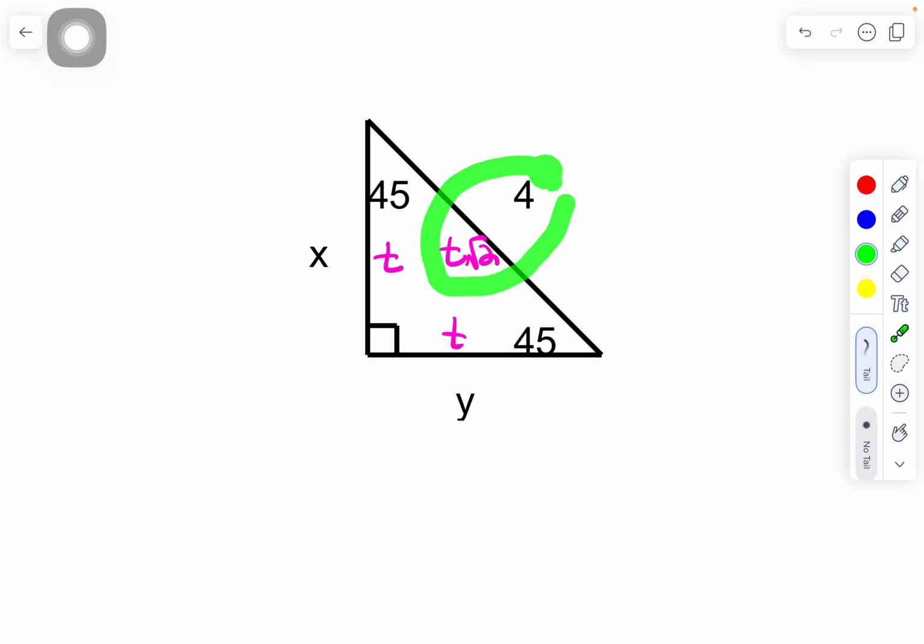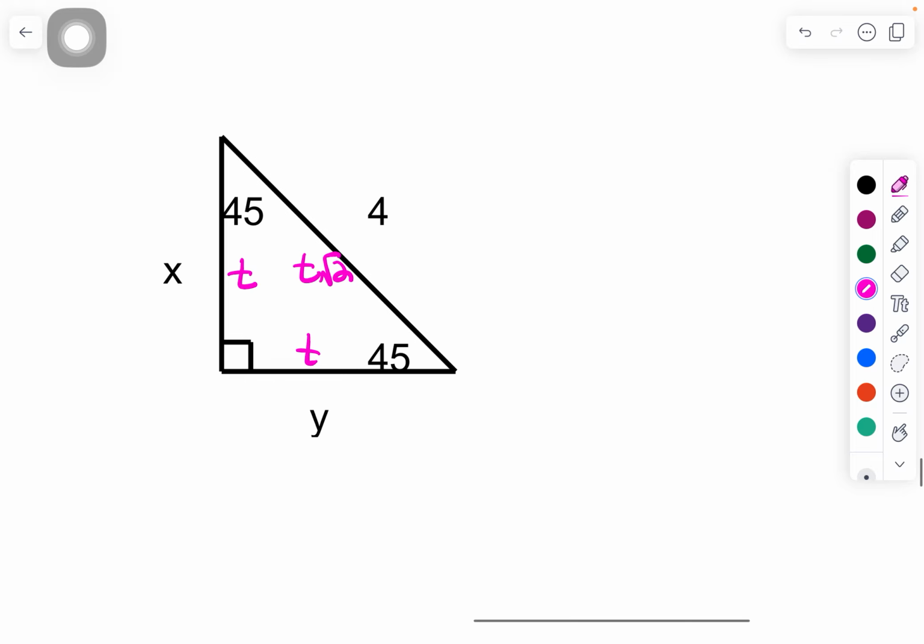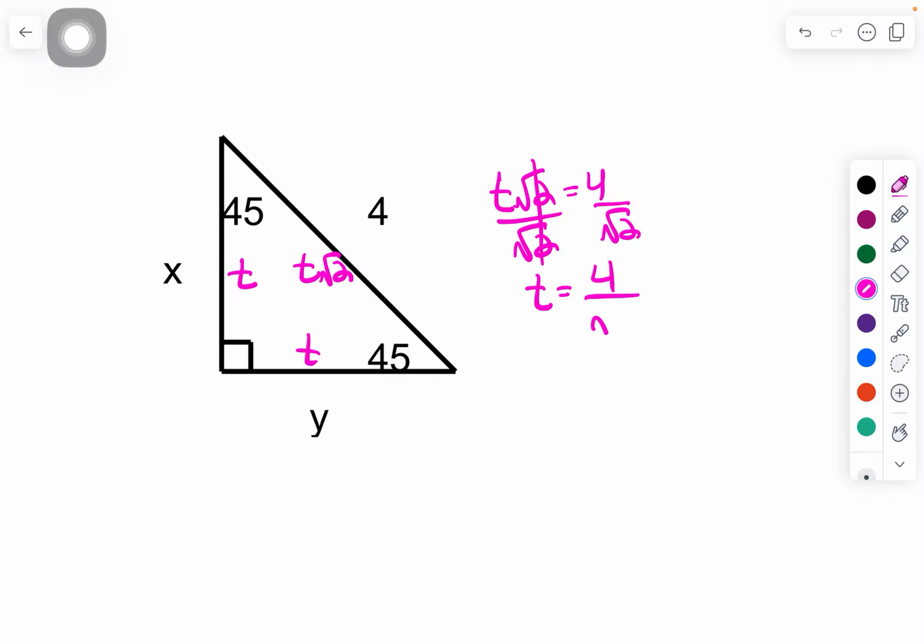Now, this is not a typo. This is exactly what this is. So I'm going to start with what I know. I know that t times root 2 is supposed to equal 4. Well, let's figure out what t is. Divide both sides by root 2. So that gets me t is equal to 4 over root 2. I don't like the fact that there is a radical in the denominator. So I'm going to rationalize it and multiply through by a root 2.